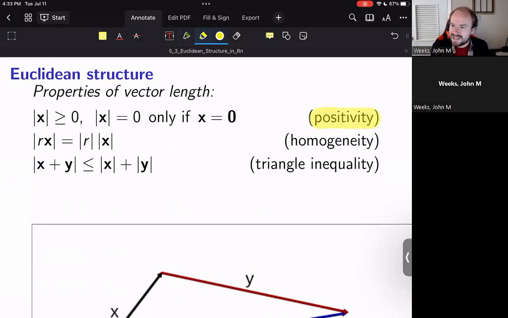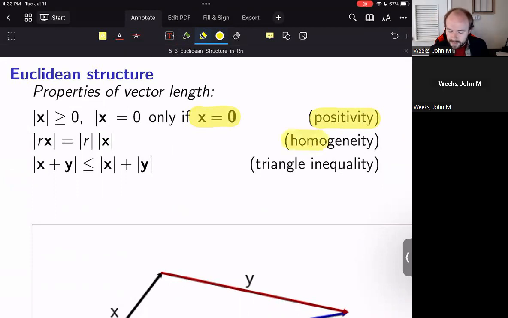Positivity means that the length is always non-negative. Positivity, in fact, even implies that whenever it is zero, that only happens once, whenever your vector is zero itself, whenever x is actually zero.